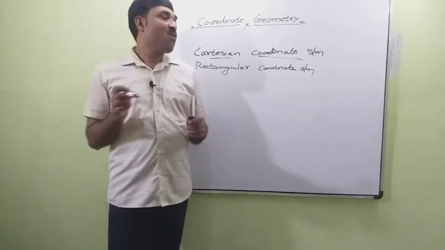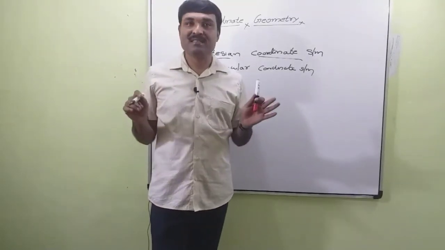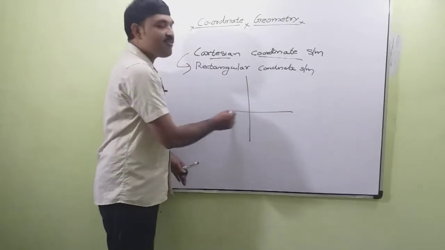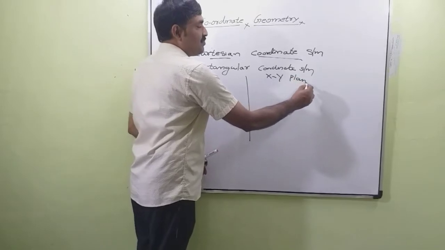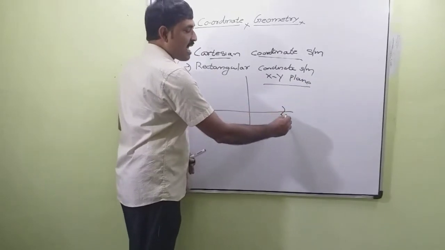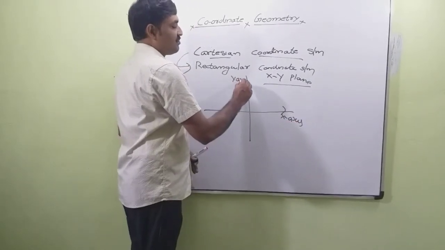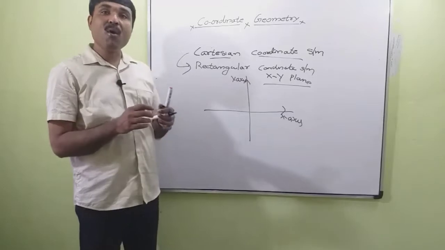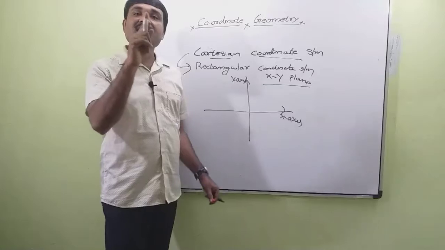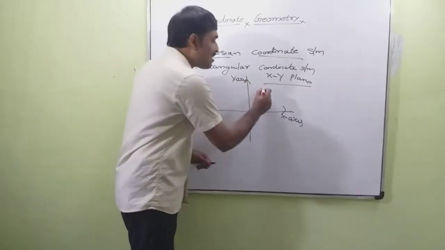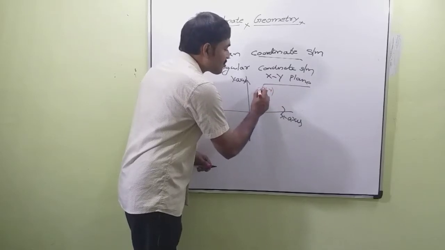Cartesian coordinate system or rectangular coordinate system in any two-dimensional space. In this system, we have an xy plane. This will represent the x-axis and y-axis. Any point x, y in a two-dimensional space can be represented as a single point in this plane. For example, this is a point x comma y.